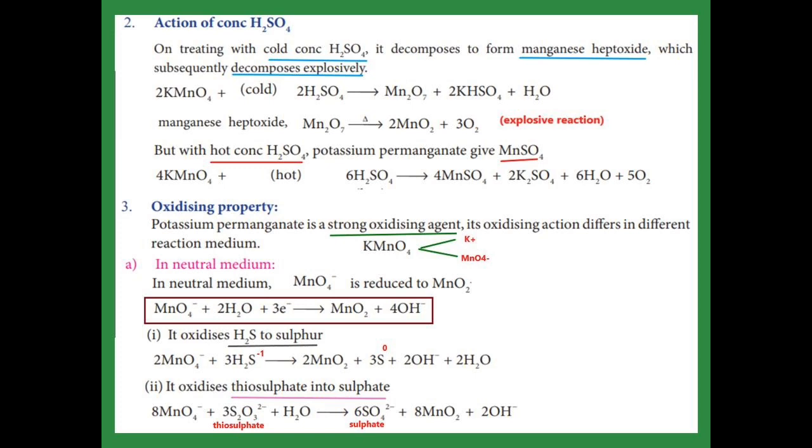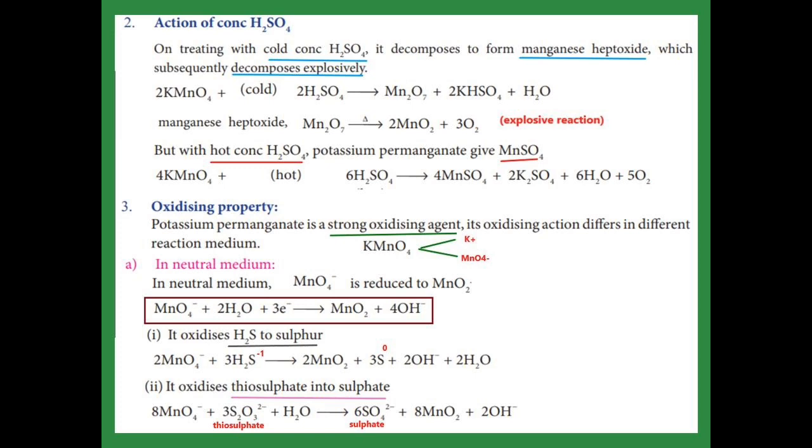When potassium permanganate reacts with hot concentrated sulfuric acid, it gives manganese sulfate MnSO4, potassium sulfate K2SO4, 6 moles of water and 5 moles of oxygen. As for the oxidizing property, potassium permanganate is a strong oxidizing agent, but in a different medium it gives a different product. Now see the neutral medium. First of all, KMnO4 splits into K+ and MnO4-. Now take MnO4- in neutral medium. It is reduced to MnO2, that is manganese dioxide.